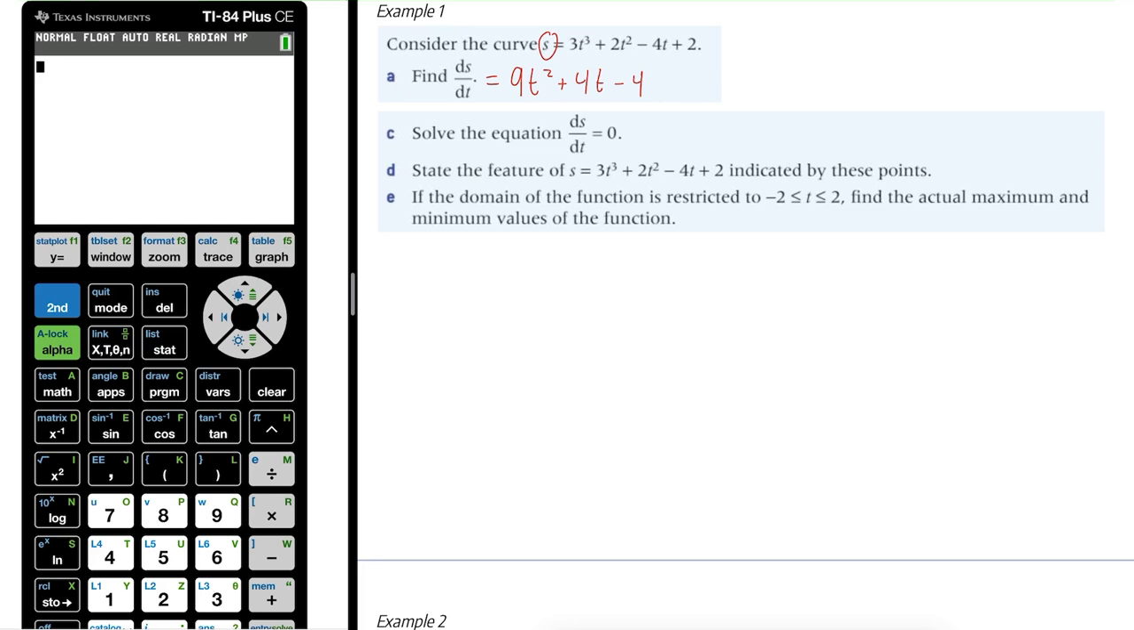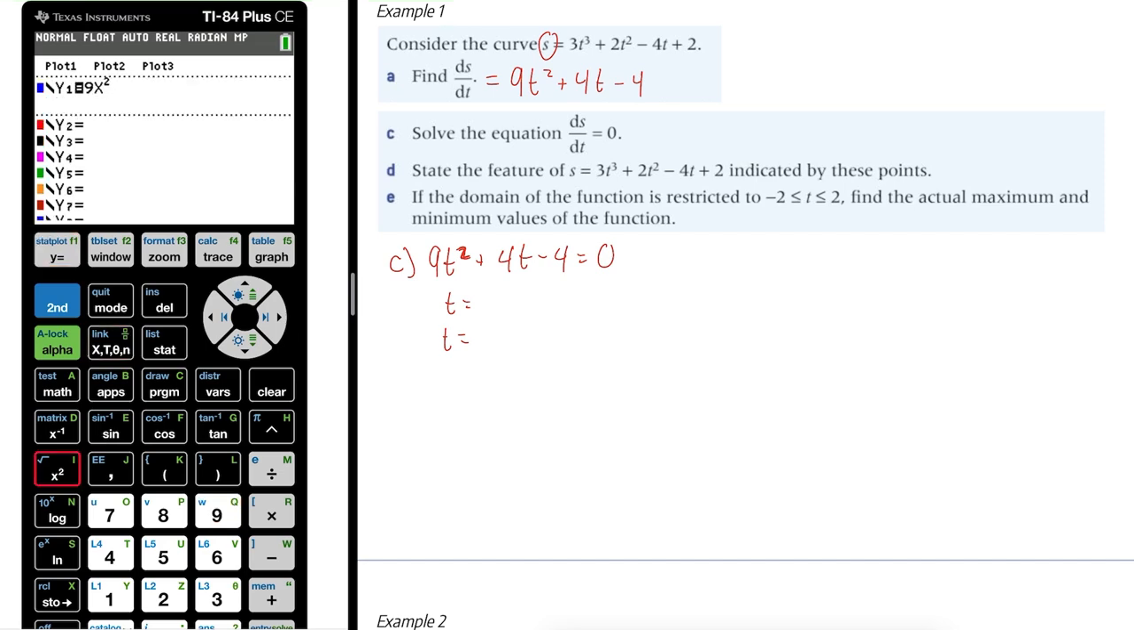Next, solve when the derivative is equal to 0. So if my derivative is equal to 0, then that means that this quadratic will be equal to 0. When we have a quadratic being equal to 0, we know there's going to be two solutions to this. So if you use numeric solve, it's only going to give you one possible solution. So please make sure that you're using a different way of finding the two solutions. One way that you can do it is by graphing it. So we could have 9x squared plus 4x minus 4.